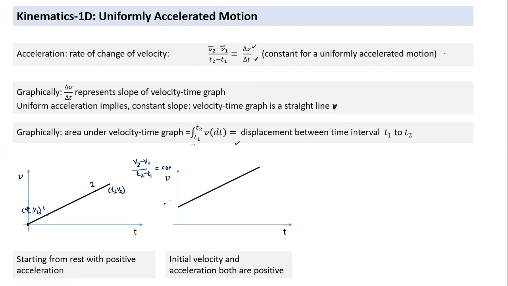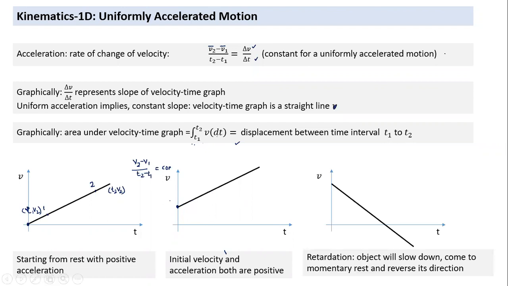I draw another graph. What is the difference between these two graphs here? At time t equal to 0, the velocity is positive. It means the object is already moving in the positive direction. The initial velocity is positive and the acceleration also is positive. Uniform acceleration. So this is the VT graph for an object which has initial velocity. Third case, what does this graph indicate?